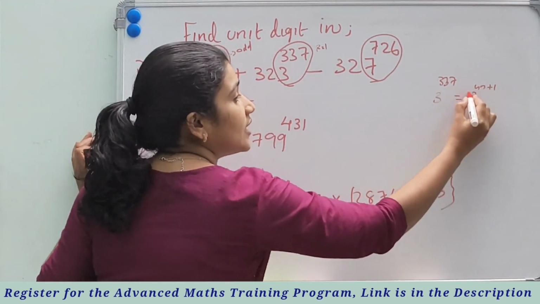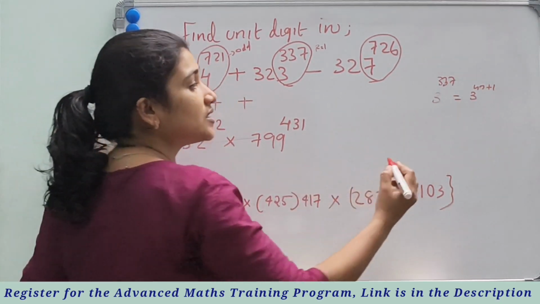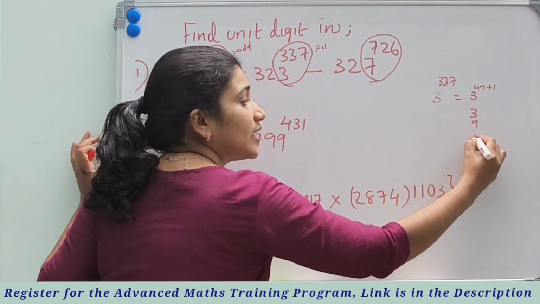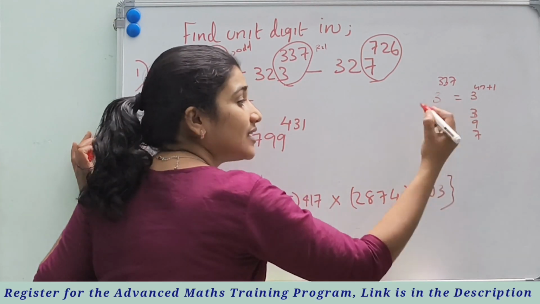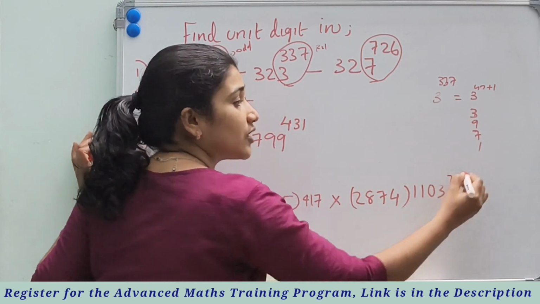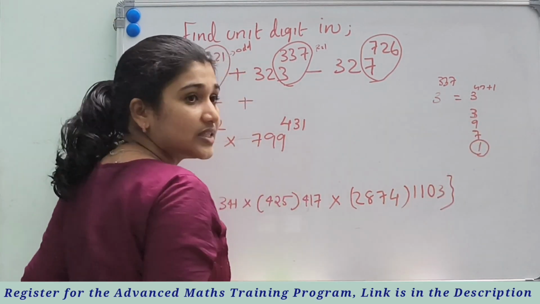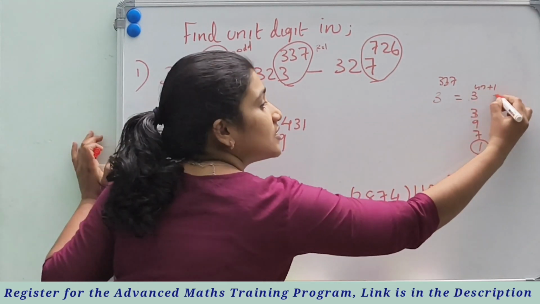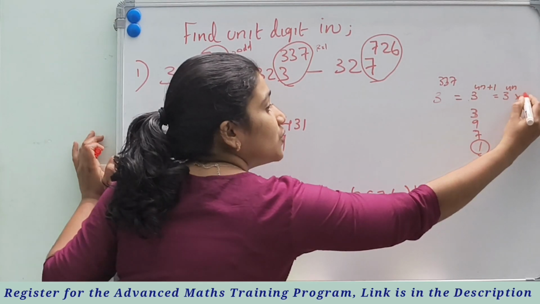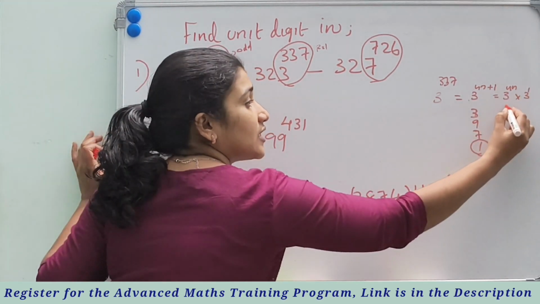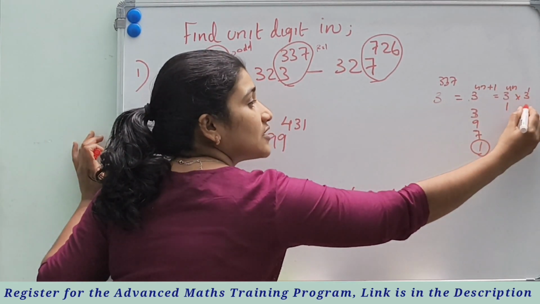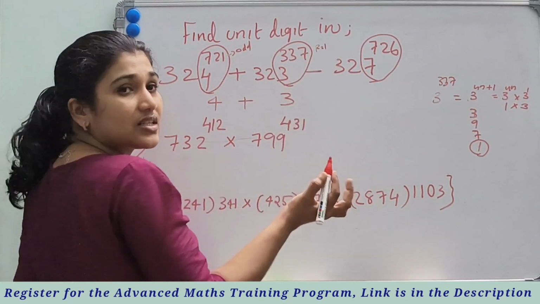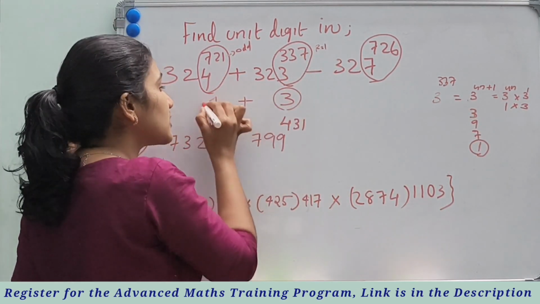Which means in 3 raised to 4n, the unit digit is equal to, in 3 raised to 1 it is 3, 3 square 9, 3 cube 27, again 3 raised to 4 is equal to 27 into 3, 81. So 3 raised to 4n, the unit digit is 1. Here this is equal to 3 raised to 4n into 3 raised to 1. So 3 raised to 4n it is 1 and 3 raised to 1 it is 3. So 1 into 3 is 3. In 3 raised to 337, 3 is the unit digit.